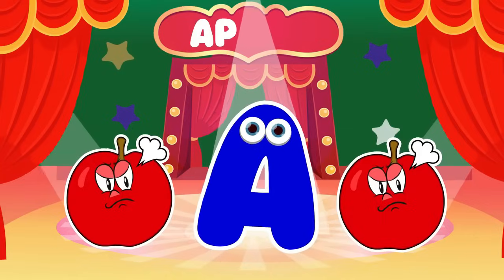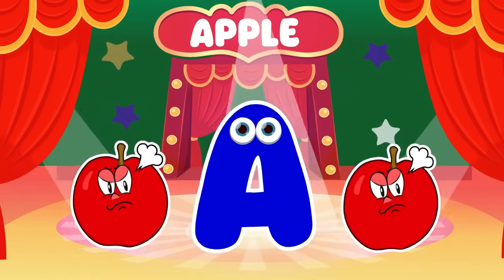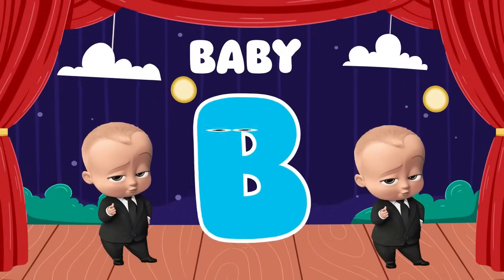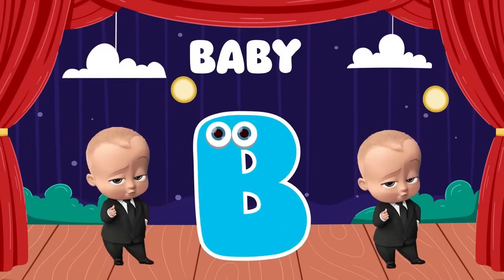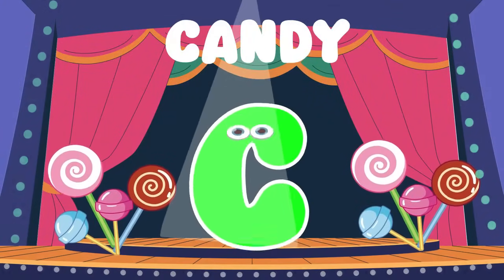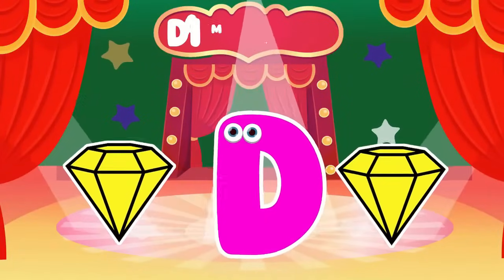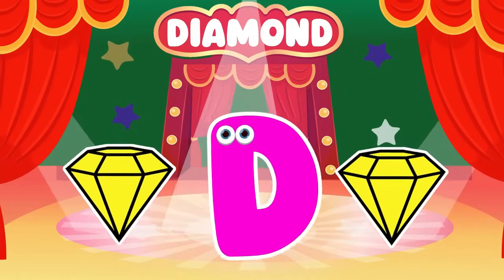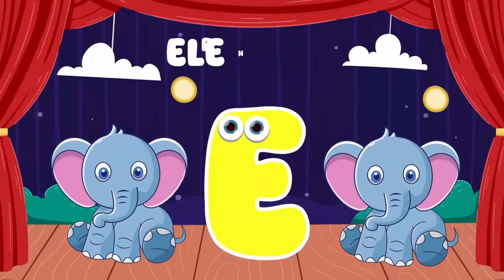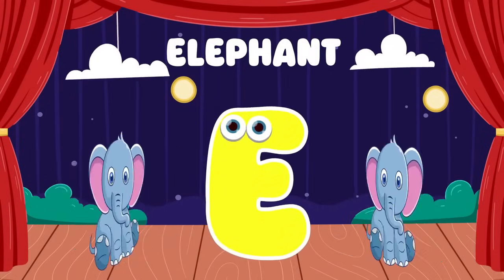A is for apple, a, a, apple. B is for baby, b, b, baby. C is for candy, k, k, candy. D is for diamond, d, d, diamond.